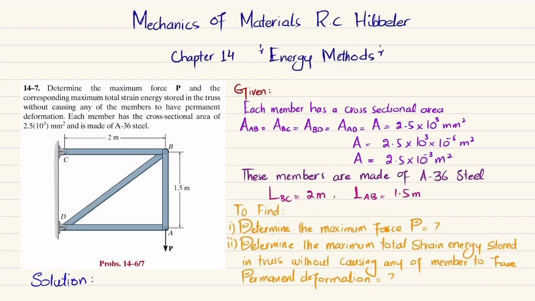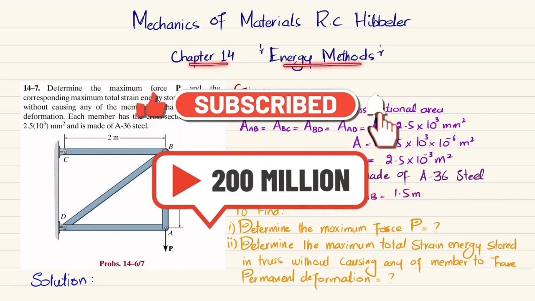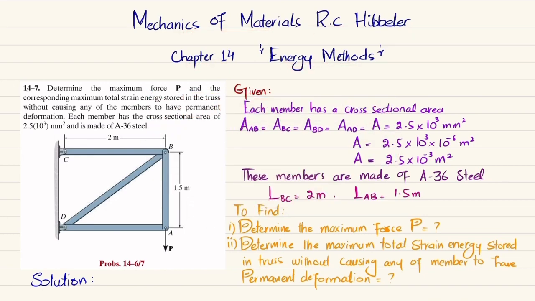Welcome back. In this video, we are going to solve problem 14-7 that is taken from chapter number 14, Energy Methods, and the book name is Mechanics of Materials by R.C. Hibbeler. The statement is: determine the maximum force P and the corresponding maximum total strain energy stored in the truss without causing any of the members to have permanent deformation.